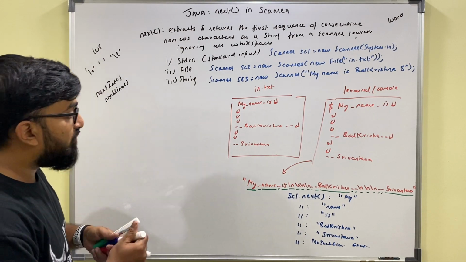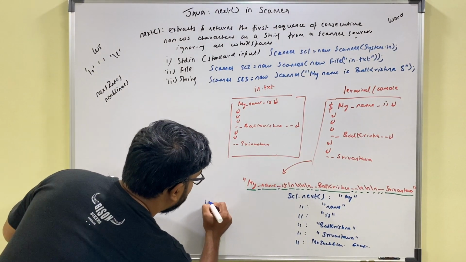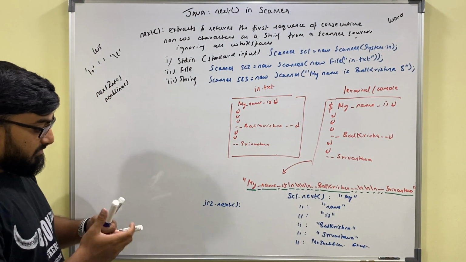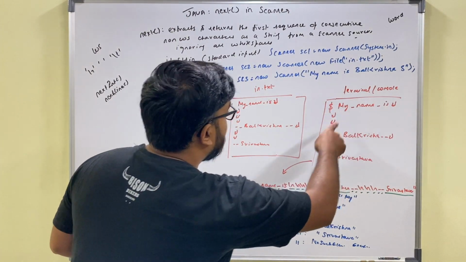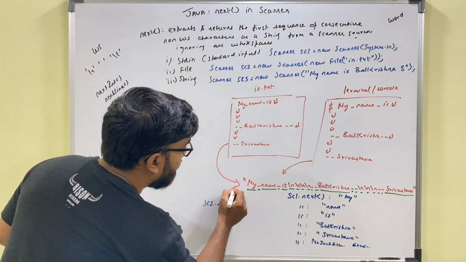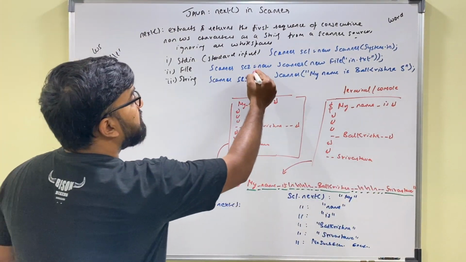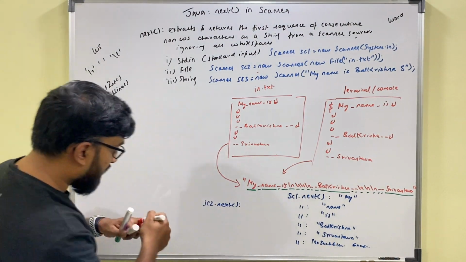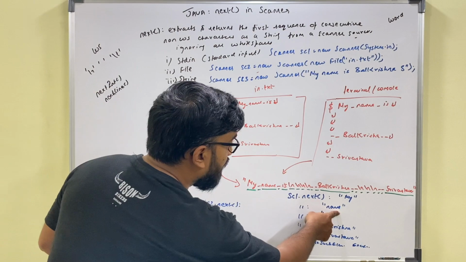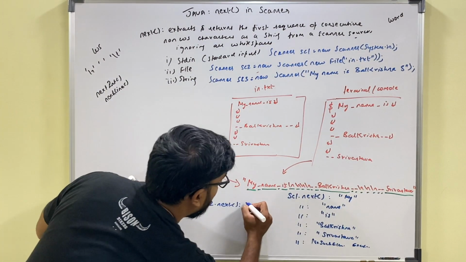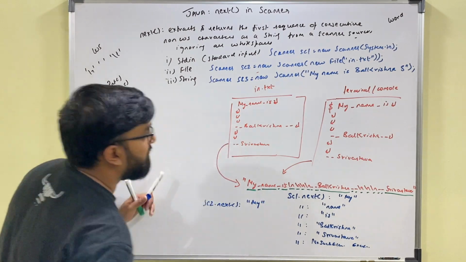Okay, so when I do sc2.next, since this input is the same as this input, it goes as a string, which is exactly this string, into this scanner. So the first call to sc2.next will return the same value because the input string passed is the same, so you get "my" as the first return value.